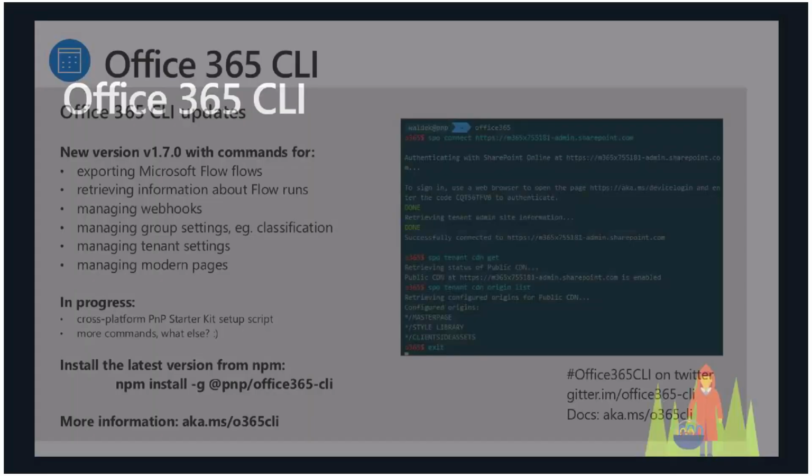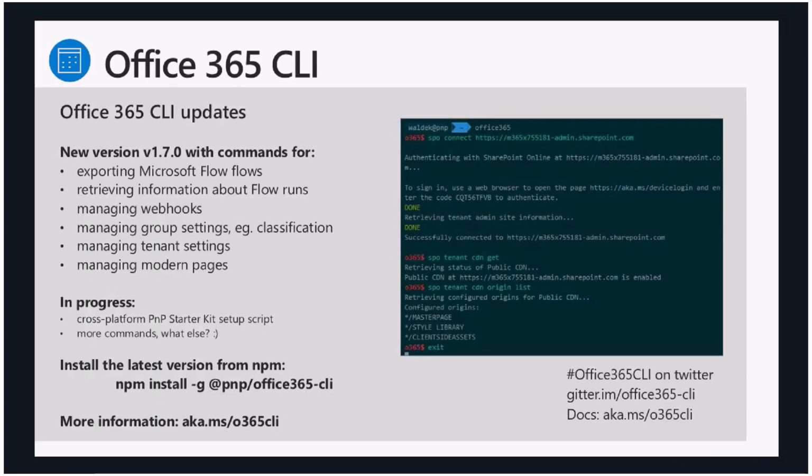So updates now for the Office 365 CLI. New version 1.7.0 with commands for exporting flows, retrieving information about flows and their execution, managing webhooks, managing group settings, tenant settings, and modern pages. As well, in progress, a cross-platform PnP starter kit setup script, and additional commands. And as always, Waldek is very open to hearing ideas from folks, commands they'd like to see.